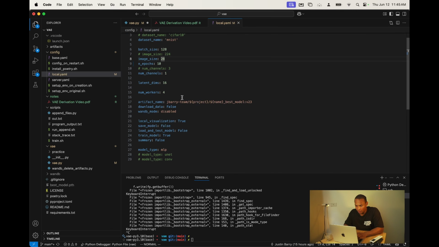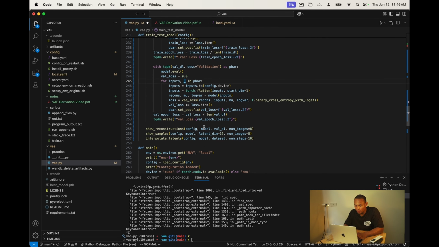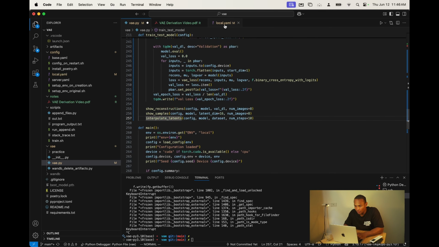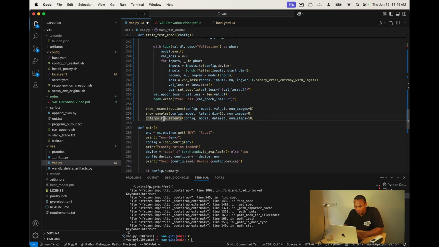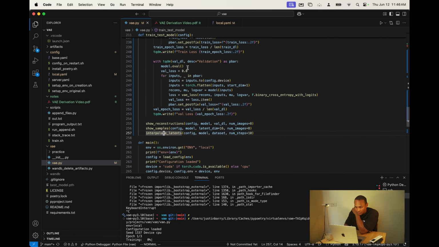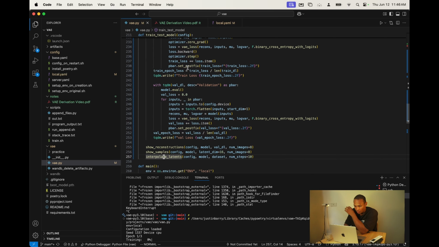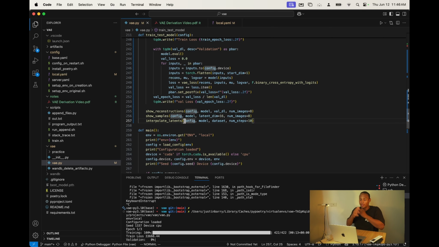So yeah, let's run this for maybe 10 epochs. Actually, let's make sure that these work. So let's run this for 2 epochs and see what we get. We're going to run training and validation 2 times, and then we're going to show some reconstructions, show some samples from the latent dimension, and then do some interpolation between latent values.